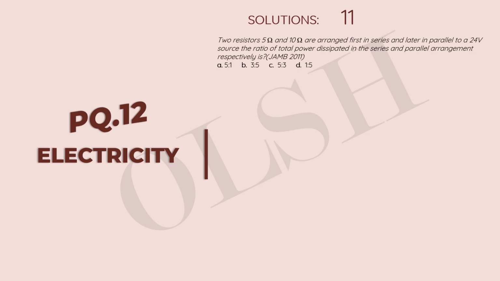Two resistors, 5 ohms and 10 ohms, are arranged first in series and later in parallel to a 24 volt source. The ratio of total power dissipated in the series and parallel arrangement respectively is... We have two resistors and they are arranged first in series and then in parallel. So we're asked to find the ratio of the total power dissipated for both when they were in series and then when they're in parallel.